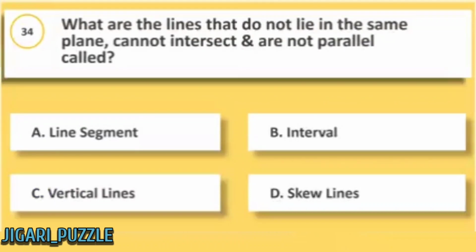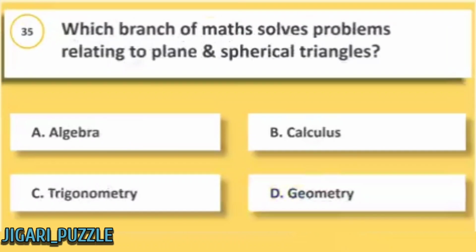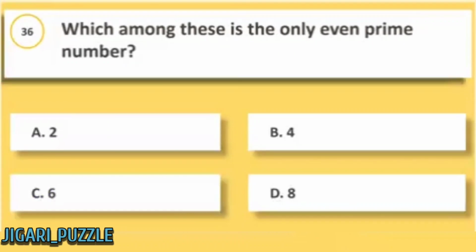What are the lines that do not lie in the same plane, cannot intersect and are not parallel called? Skew lines. Which branch of maths solves problems relating to plane and spherical triangles? Trigonometry. Which among these is the only even prime number? 2.